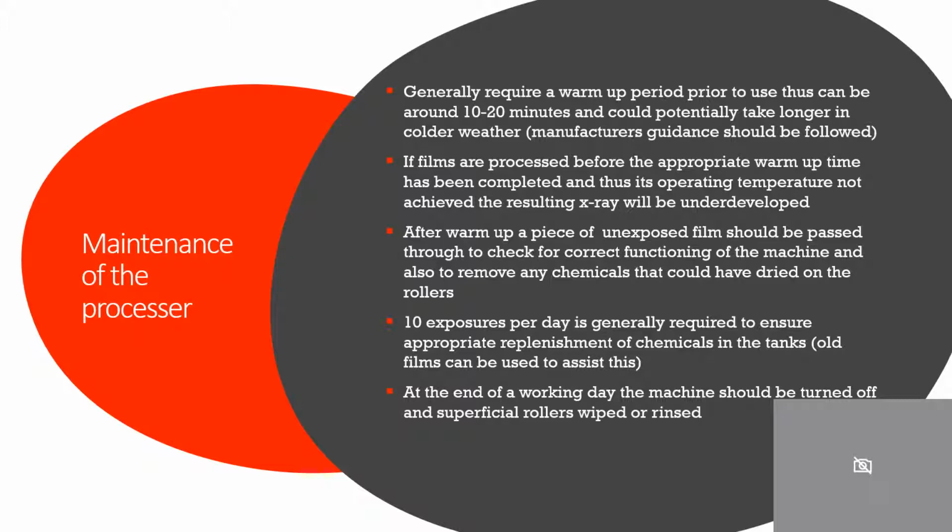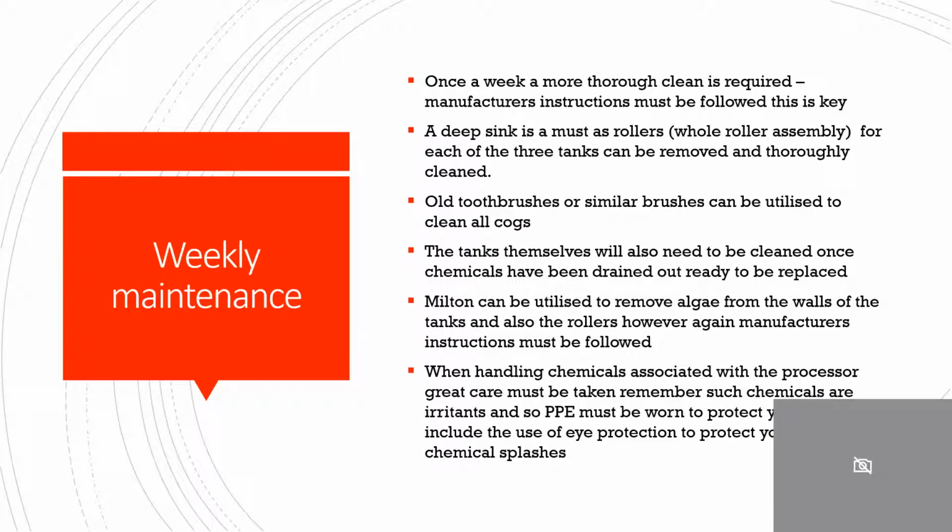After warm-up, a piece of unexposed film should be passed through to check for the correct functioning of the machine and also to remove any chemicals that could have dried on the rollers. Ten exposures per day is generally required to ensure the appropriate replenishment of chemicals in the tanks, and old films can be used to assist with this. And at the end of the working day, the machine should be turned off and the superficial rollers wiped or rinsed.